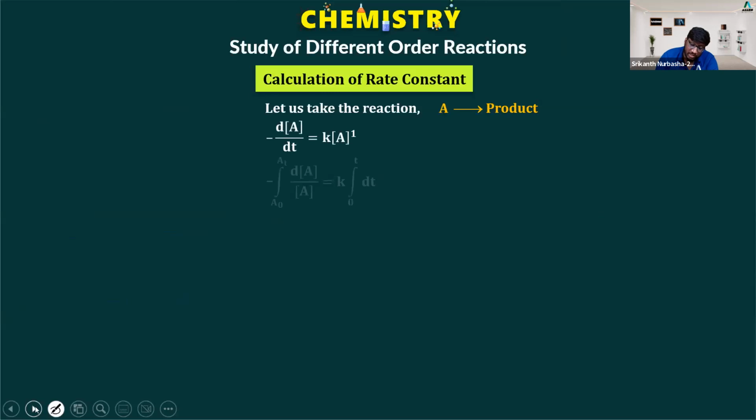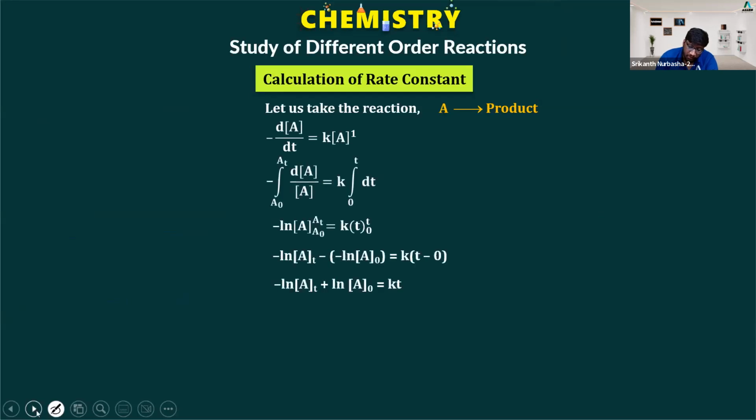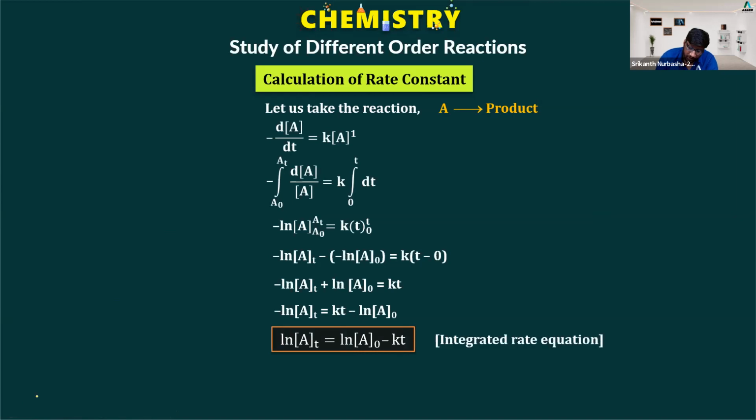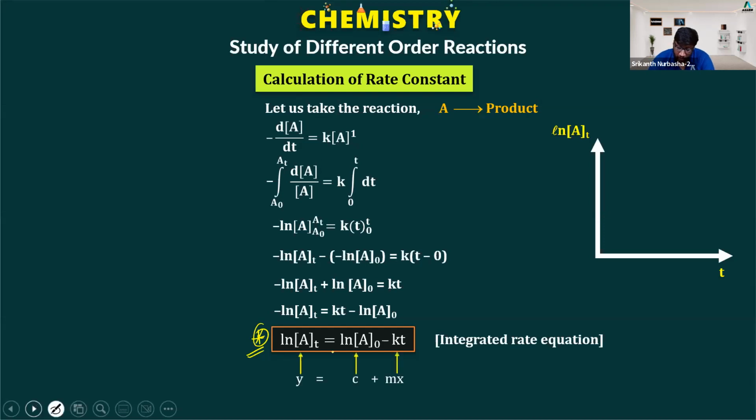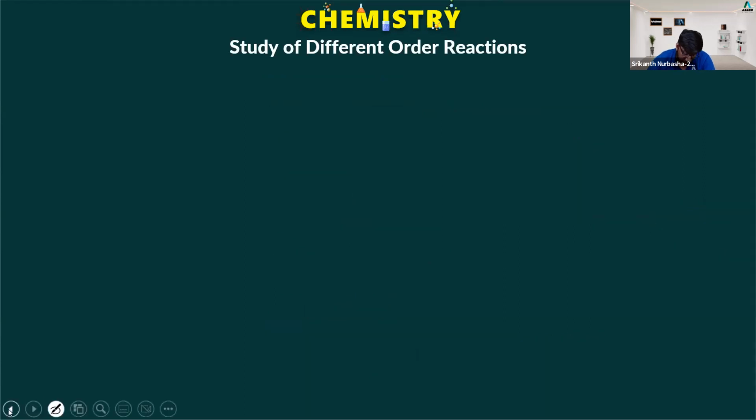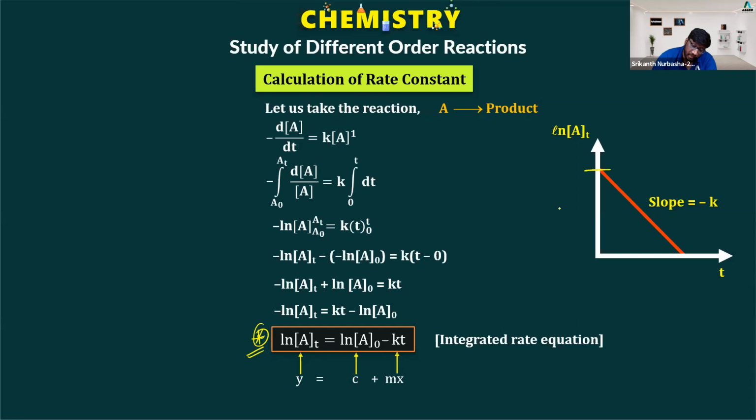Calculation of rate constant. Let us take the reaction A gives rise to product. You get the same equation whatever you have derived. ln concentration A at any time is equals to ln concentration of A at time t is equal to 0 minus kt. If you try to plot a graph of ln concentration of A at any time versus time, you have y is equal to mx plus c, slope is equals to minus k, and y-intercept is ln of concentration of A naught. ln concentration of A at any time on the y-axis and time on the x-axis, ln concentration of A naught is the y-intercept, slope is equals to minus k.